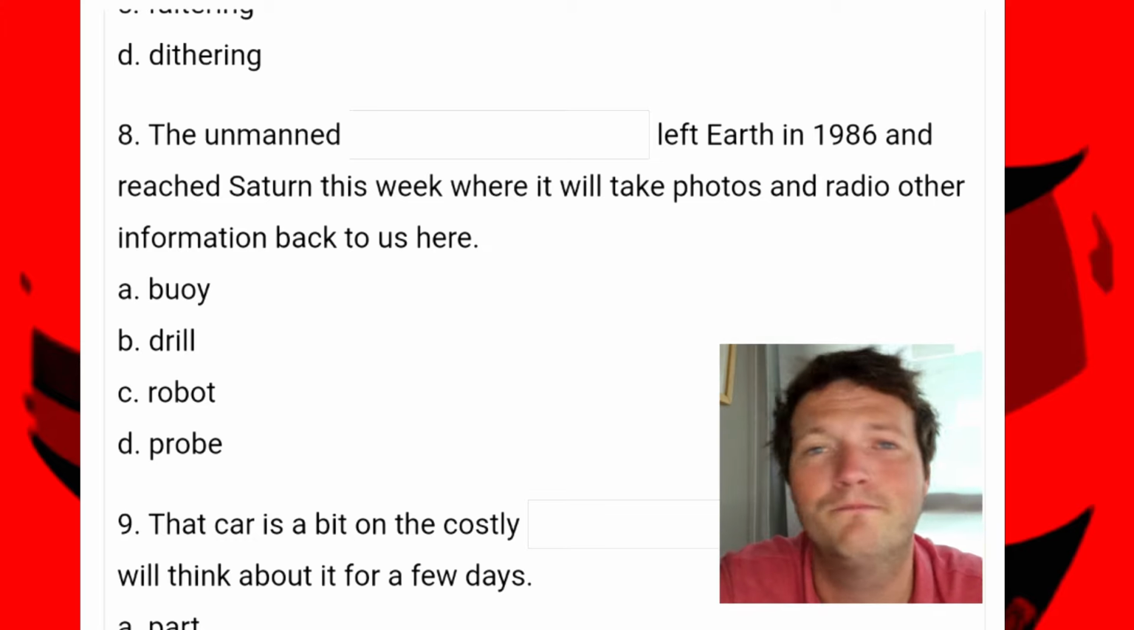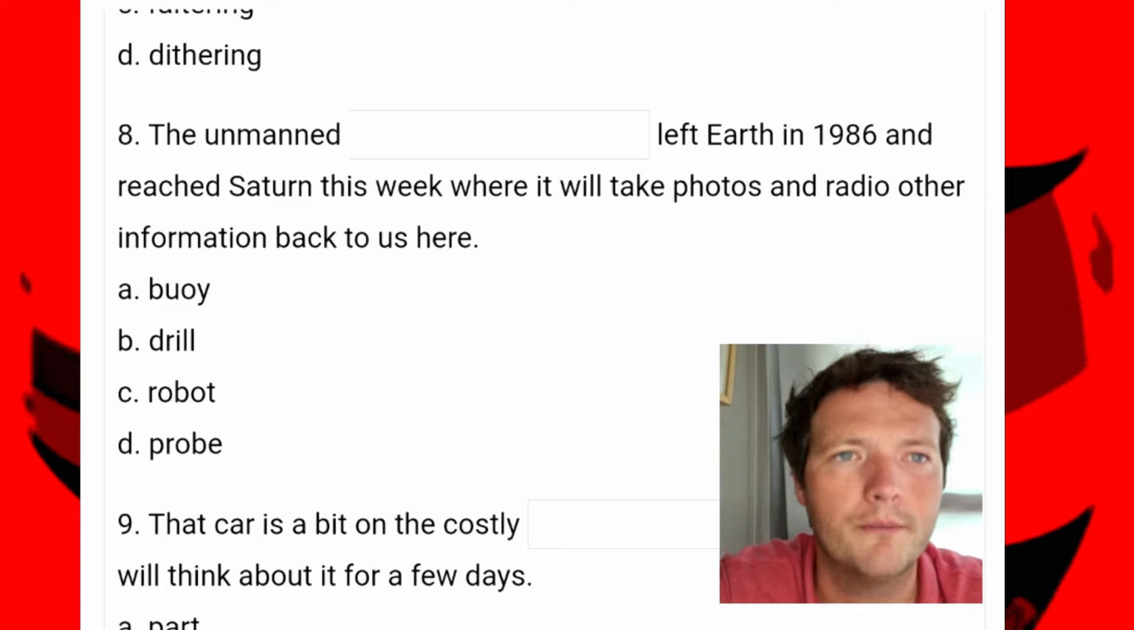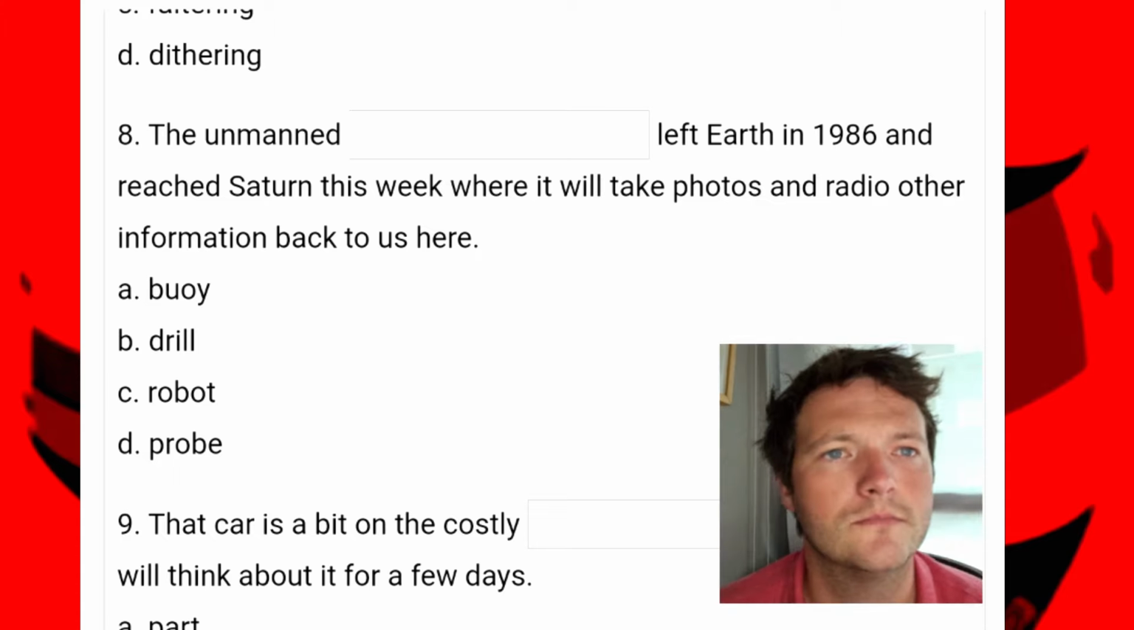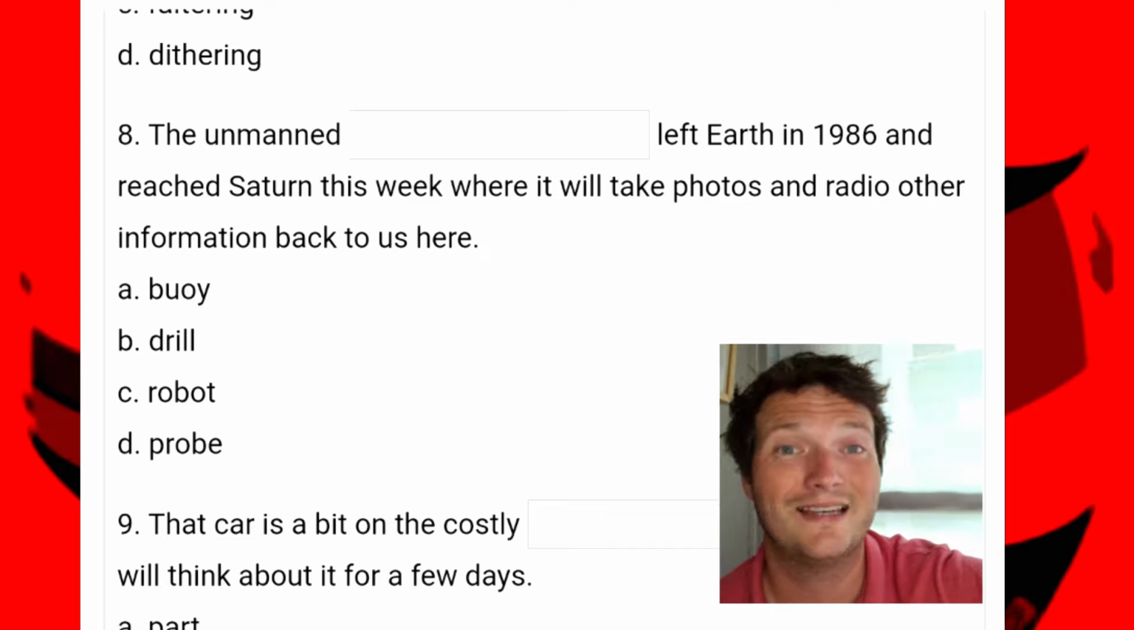Unmanned drill? No. Robot? Maybe. Probe. I think we're talking about a probe that they sent to Mars. Yeah, it's a probe. Don't think there's any doubt about that one. That they sent to Saturn, rather.